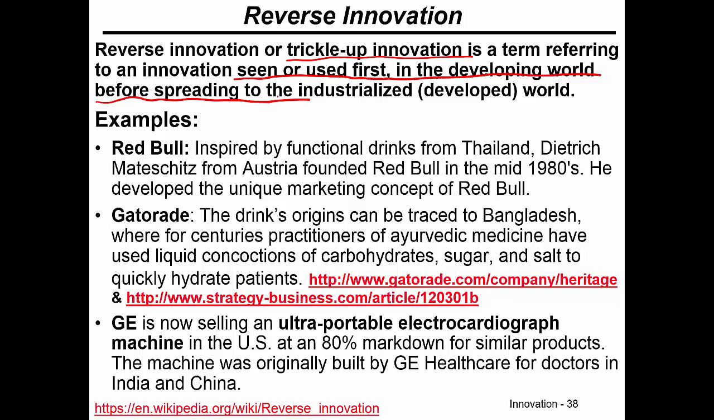A few examples here. Red Bull was a functional drink from Thailand. A business person from Austria found this functional drink during his visit to Thailand, and then purchased the right of the recipe and turned it into a very successful soft drink product called Red Bull. He certainly has some very unique marketing approaches to market Red Bull, which also made it successful. But the original concept of the functional drink is actually from Thailand.